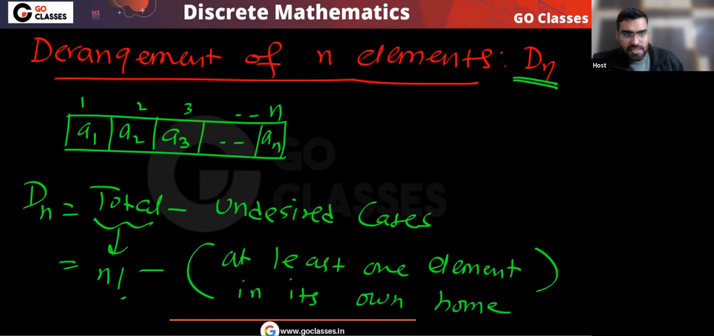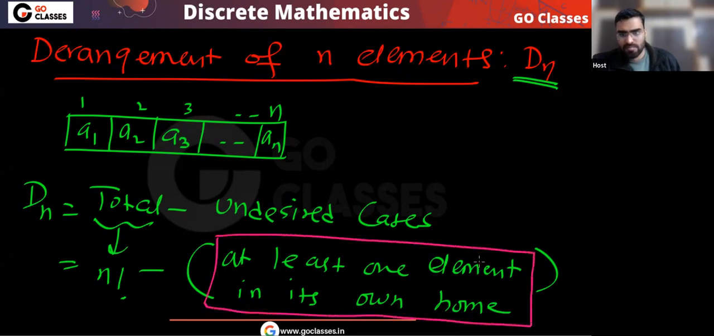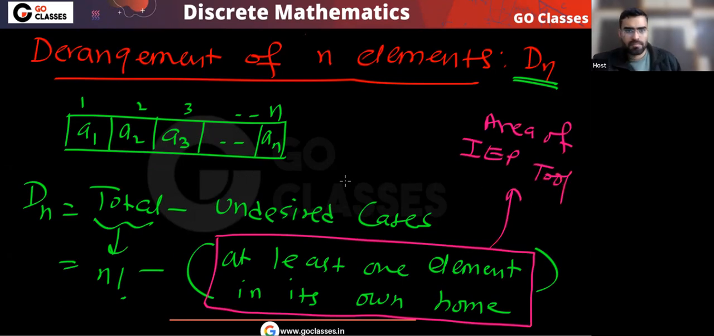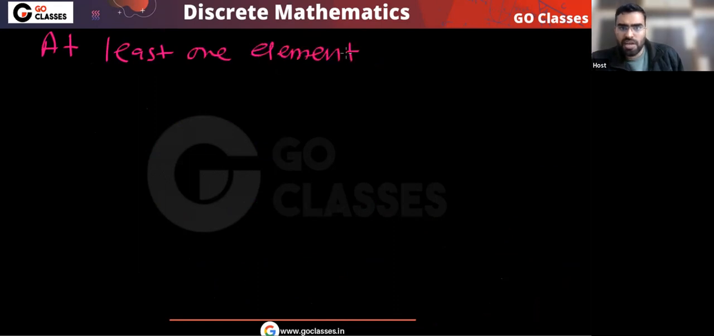And this is the area of the inclusion exclusion principle tool. Yes or no? At least one element in its home. So let's find out how we can count at least one element in its home.